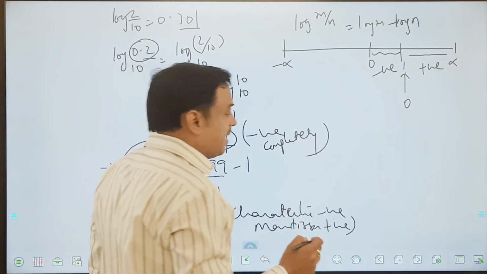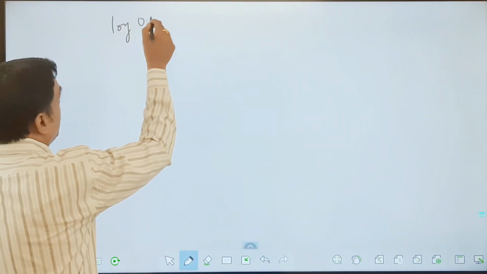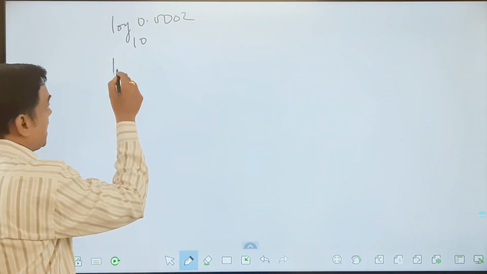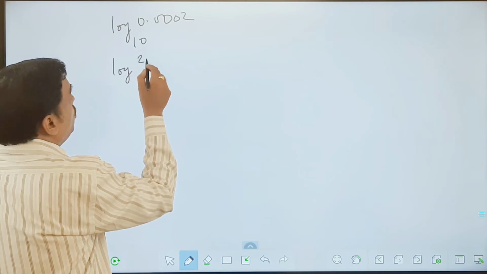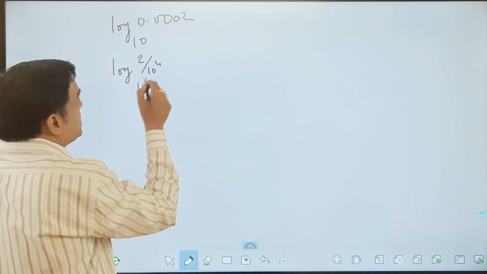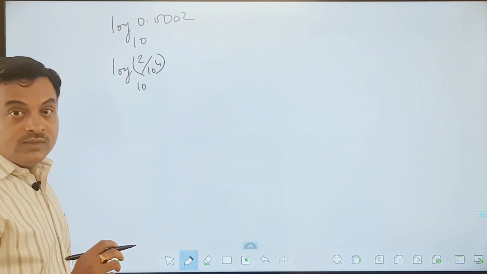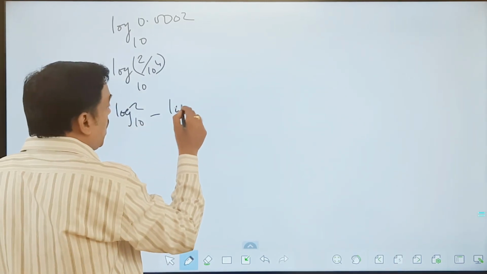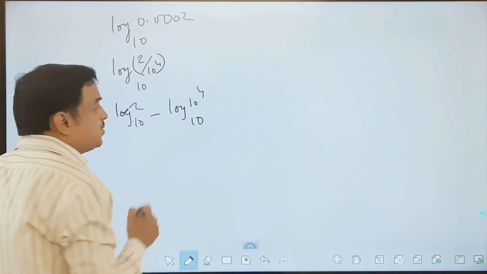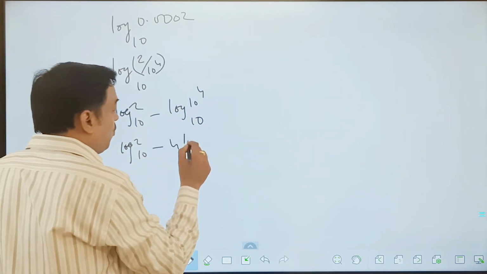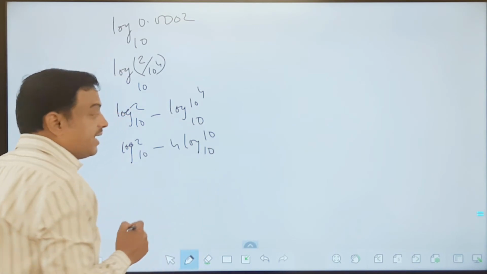I'll show you one more quick example here. We'll come back to this previous slide again. Suppose my question is log 0.002 base 10. Okay, this can be written as log 2 upon, you can see how many decimals are there, 10 to the power of 4 base 10. Fair? And this further can be written as log 2 base 10 minus log 10 to the power of 4 base 10. And further this is log 2 base 10 minus 4 log 10 base 10 is what I get.